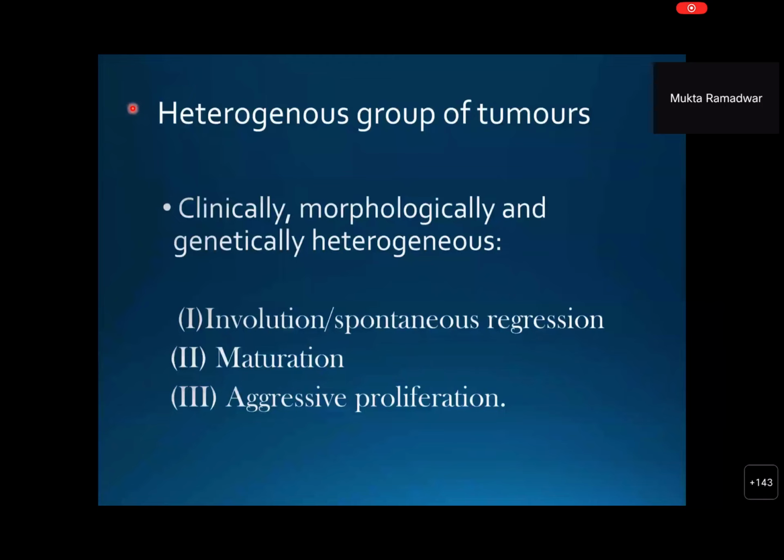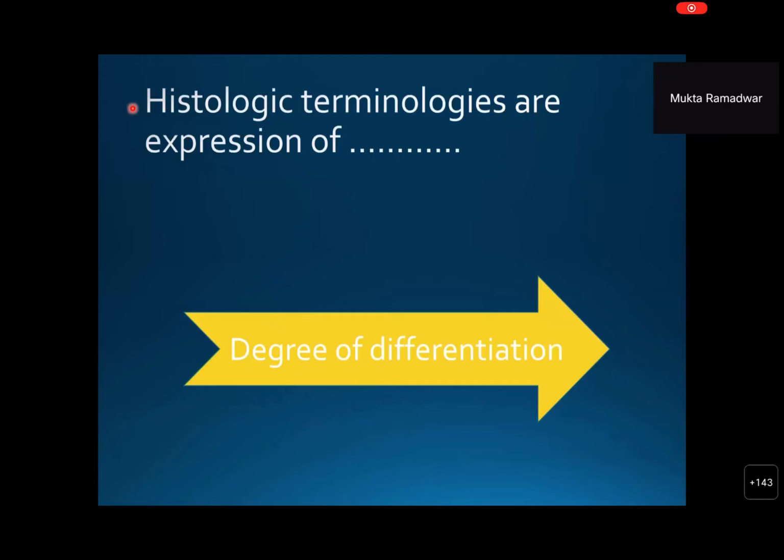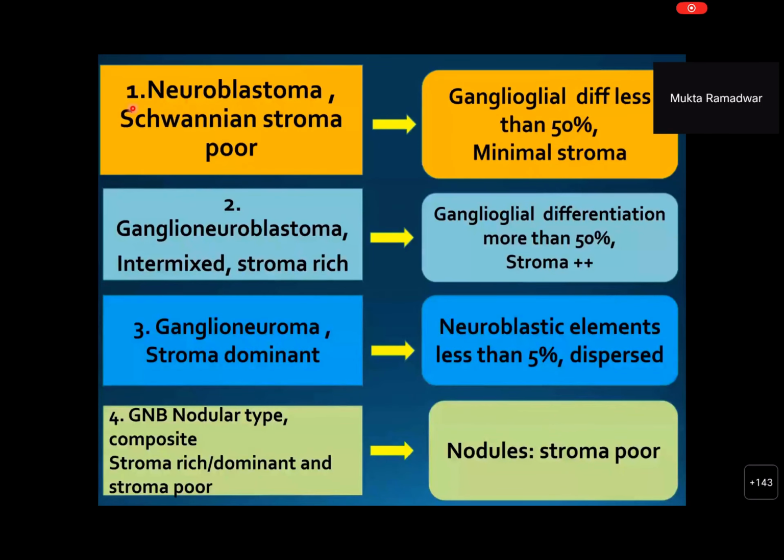So for pathologists, we need to know the histologic terminologies used in neuroblastoma. It is a huge spectrum of neuroblastic tumors, and it all depends upon the degree of differentiation seen within a given neuroblastic tumor. So it can be a Schwannian stroma-poor neuroblastoma, where the ganglionic differentiation is less than 50%. When it exceeds 50%, we call it ganglioneuroblastoma. When the neuroblastic differentiation is minimal, we call it ganglioneuroma, and then there is a special variant, ganglioneuroblastoma nodular type. Let me tell you that these are man-made distinctions within a spectrum of neuroblastic tumors, which are trying to differentiate at different paces at different locations within a given tumor.